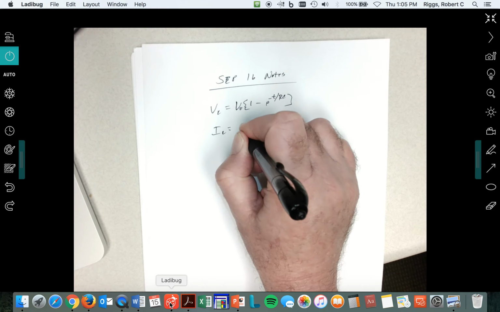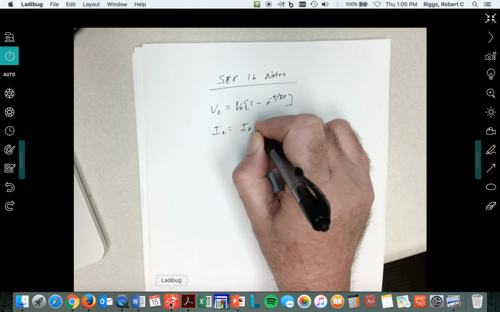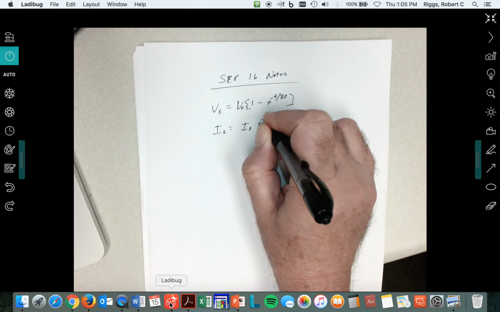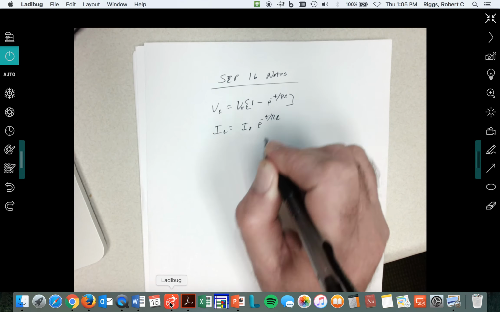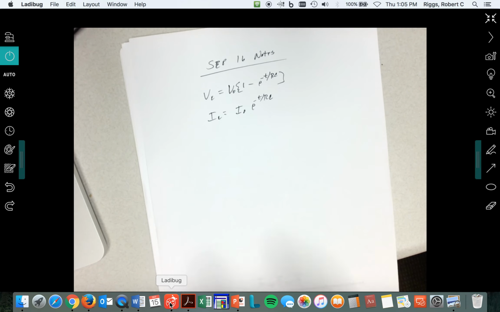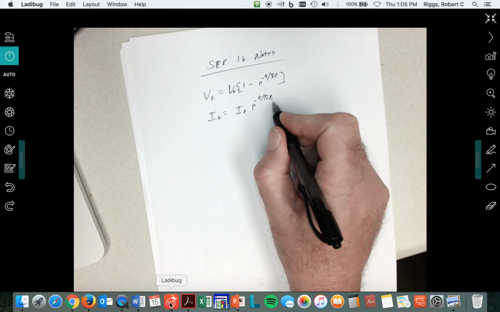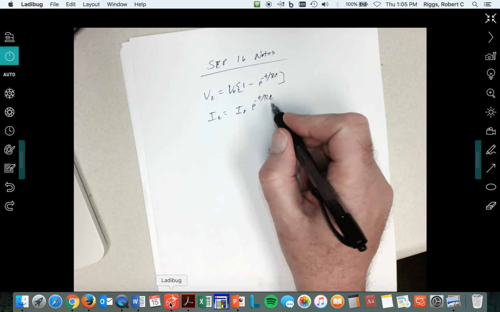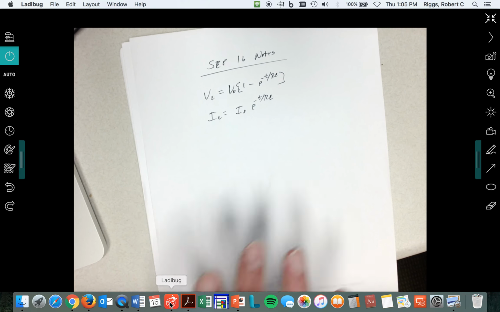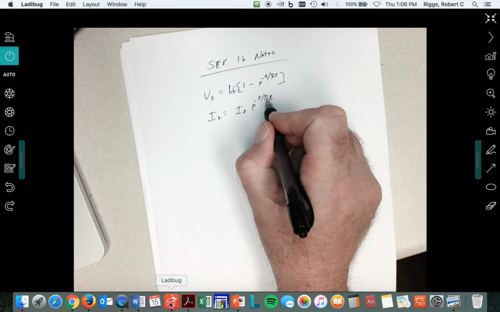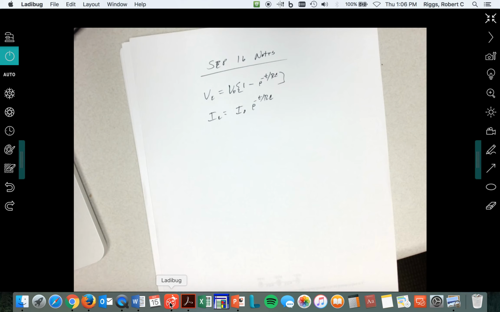The current during charging is equal to I naught, the initial current, times e to the minus t over RC. And we'll talk about what RC is in the circuit. R is the resistance in the circuit, and C is the capacitance. And that's called the time constant. Second quiz question, I'm writing down these quiz questions: show why R times C comes out to be seconds. Knock yourselves out, because it'll be on the next thing.